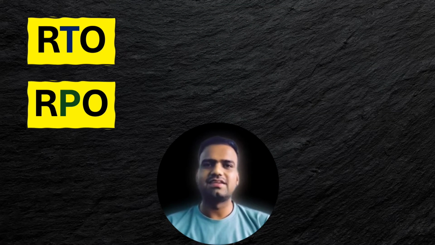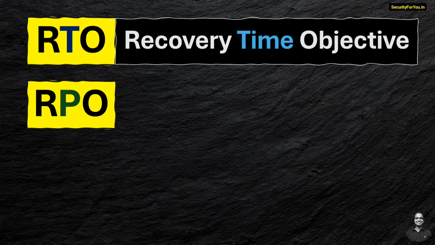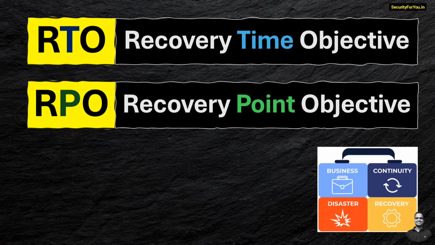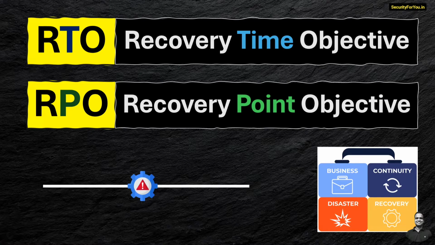So today we will understand about RPO and RTO, that is recovery point objective and recovery time objective, which are two important pillars of business continuity and disaster recovery. RPO and RTO are key elements of backup and disaster recovery plan which enable an organization to know how much data it can lose and how long it can be down.